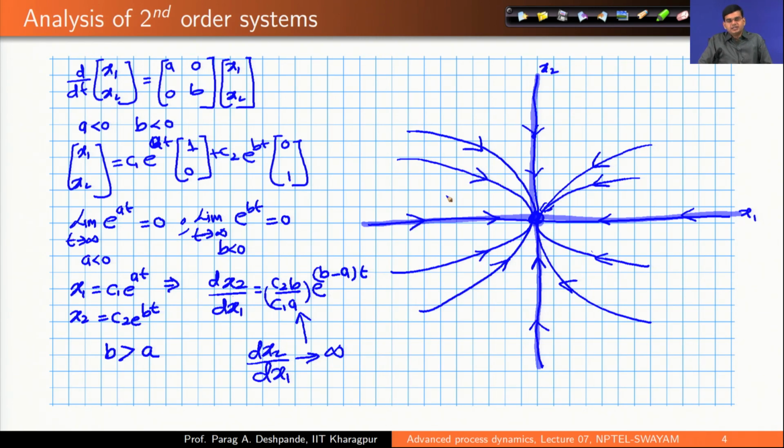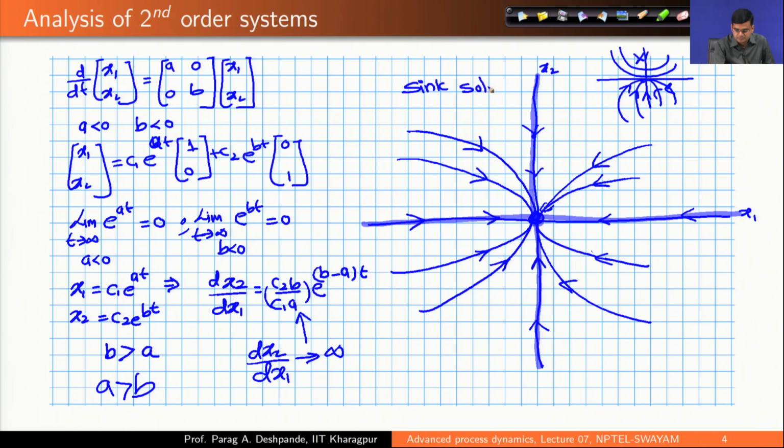And then what would be the case when a is greater than b? Not very difficult to figure out. They would be directed like this, like this, these being the directions of the arrow, and so on. So, what is the nature of the solution? Such solutions are called sink solutions.